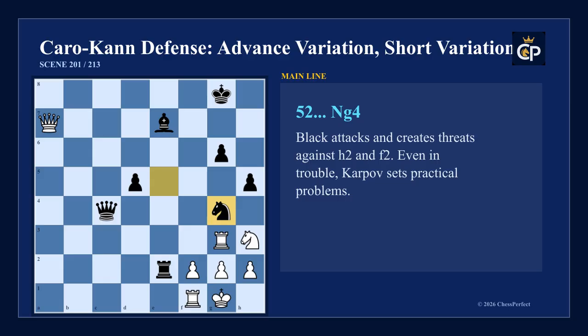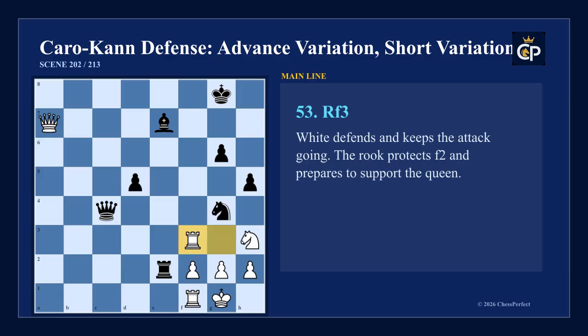Knight g4. Black attacks and creates threats against h2 and f2. Even in trouble, Karpov sets practical problems. Rook f3. White defends and keeps the attack going. The rook protects f2 and prepares to support the queen.